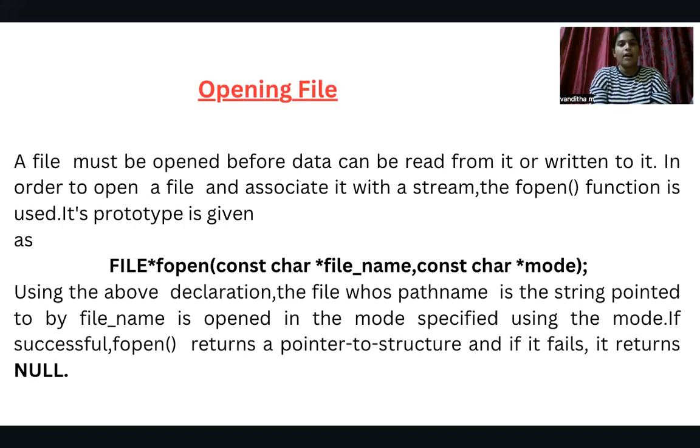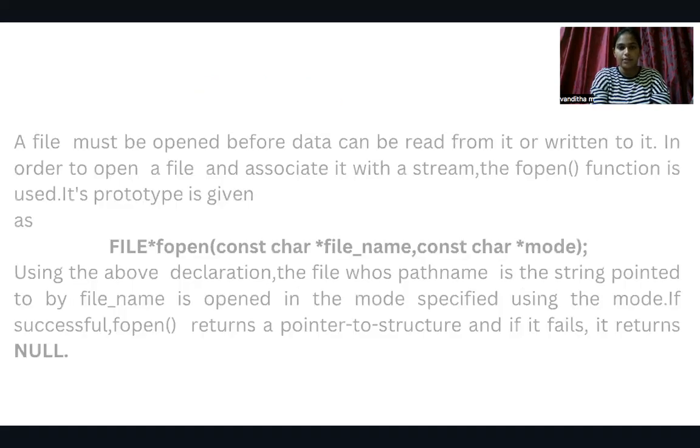Next, let's see how to open a file. A file must be opened before data can be read from it or written to it. In order to open a file and associate it with a stream, the fopen function is used. Its prototype is given below. Using the above declaration, the file whose path name is the string pointed to by file_name is opened in the mode specified using the mode. If it's successful, fopen returns a pointer to the FILE structure, and if it fails, it returns a NULL.